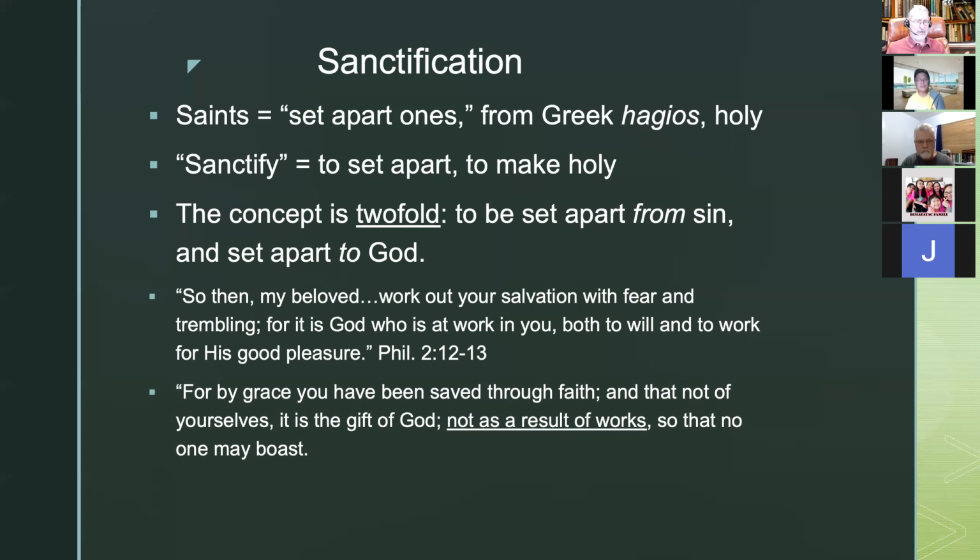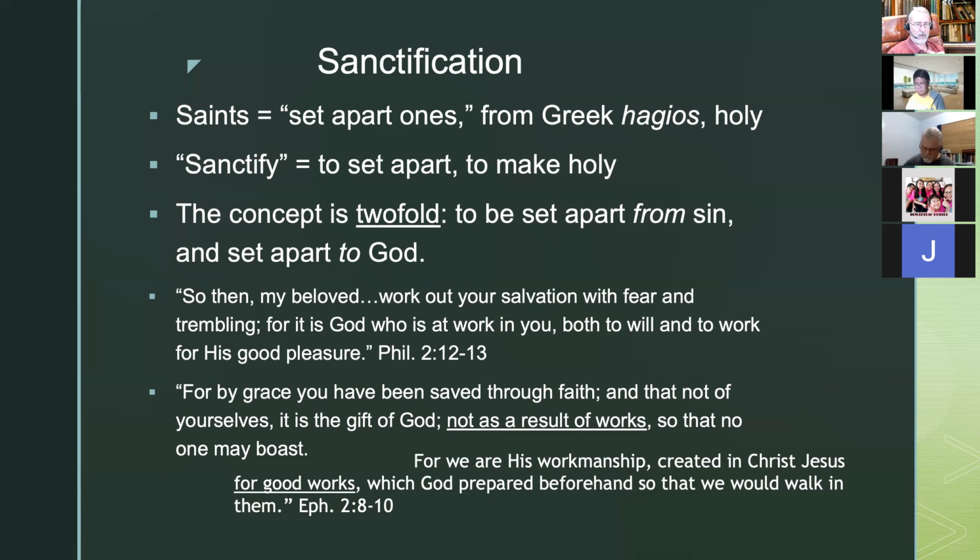For by grace you have been saved through faith, and that not of yourselves. It is the gift of God. You have been saved. That's done. And that justification is not the result of works, so that no one may boast. So sanctification is not the process leading to salvation, but is rather the process that happens after salvation. For we are his workmanship, created in Christ Jesus for good works, not as a result of good works, but for good works, which God prepared beforehand so that we would walk in them.